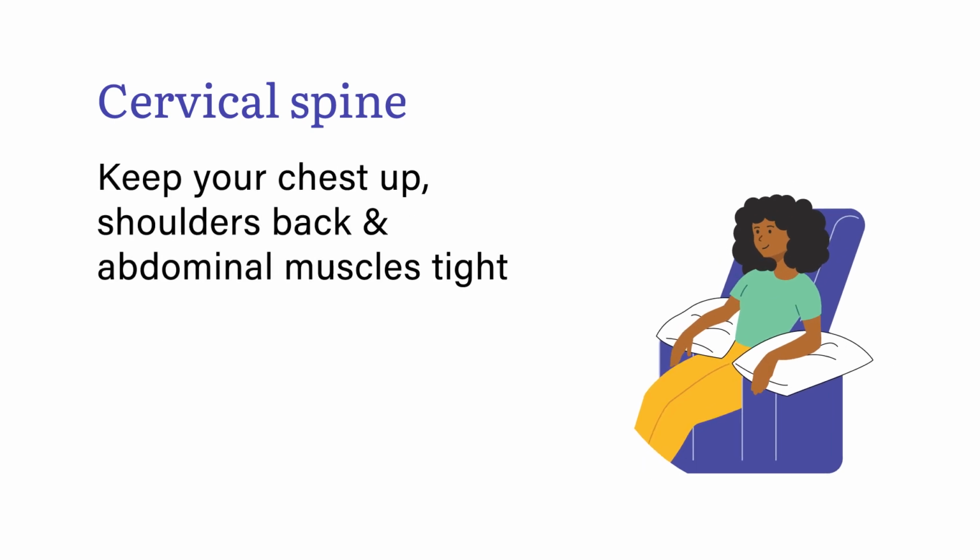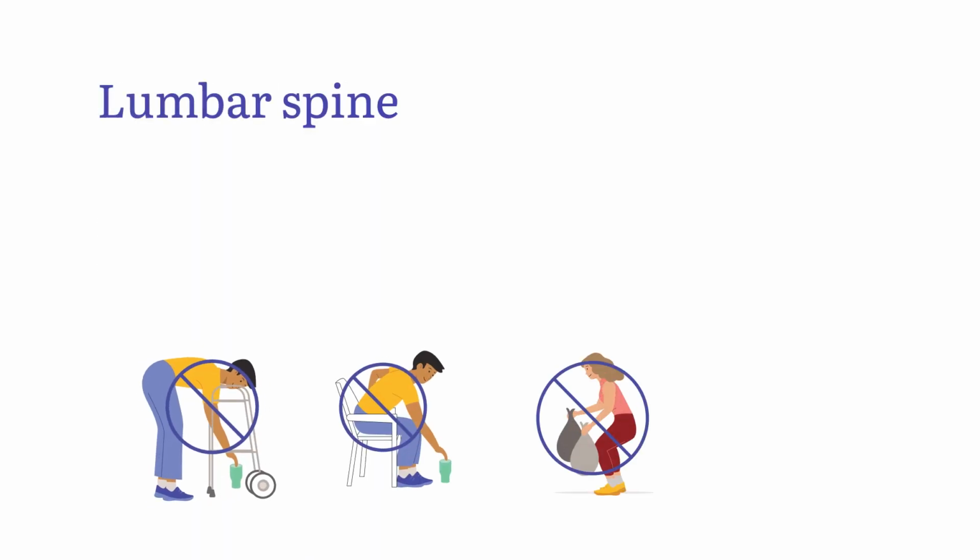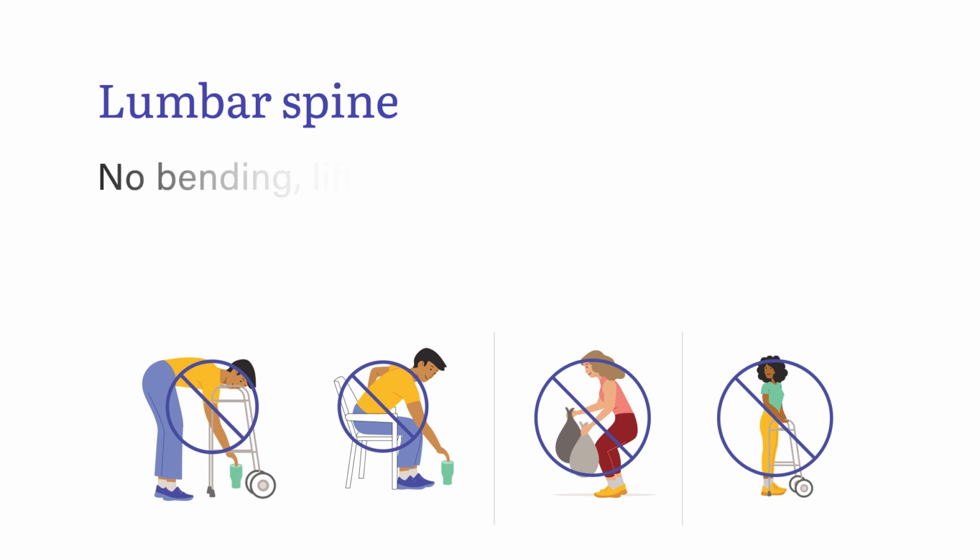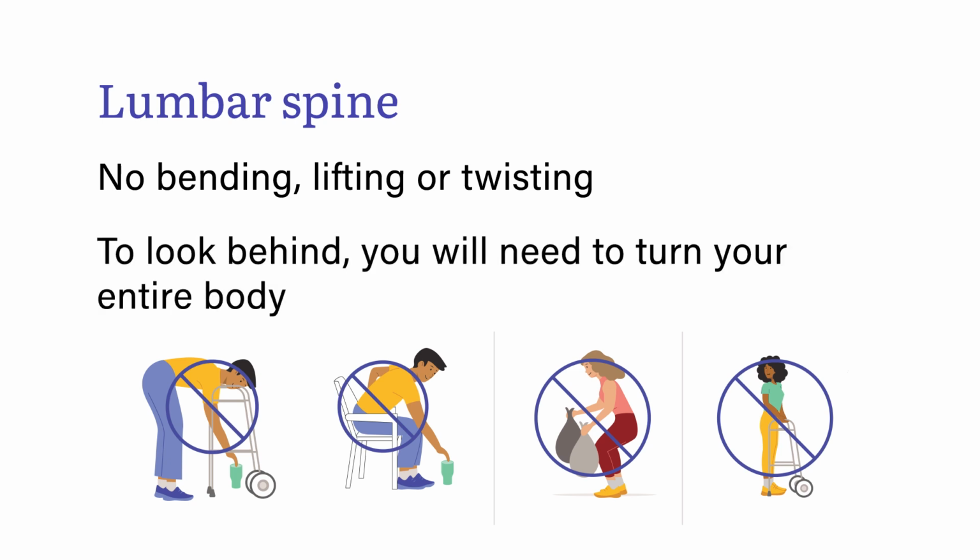With the cervical spine, you should practice optimal body mechanics by keeping your chest up, shoulders back, and abdominal muscles tight. This helps maintain a neutral spine position and reduces stress on the spine. Your precautions are the same after lumbar spine surgery. No bending, lifting, or twisting. Again, it is important to practice optimal body mechanics to help maintain a neutral spine position to reduce stress on the spine. Keep shoulders in line with hips. To look behind you or to the side, you will want to turn your entire body.